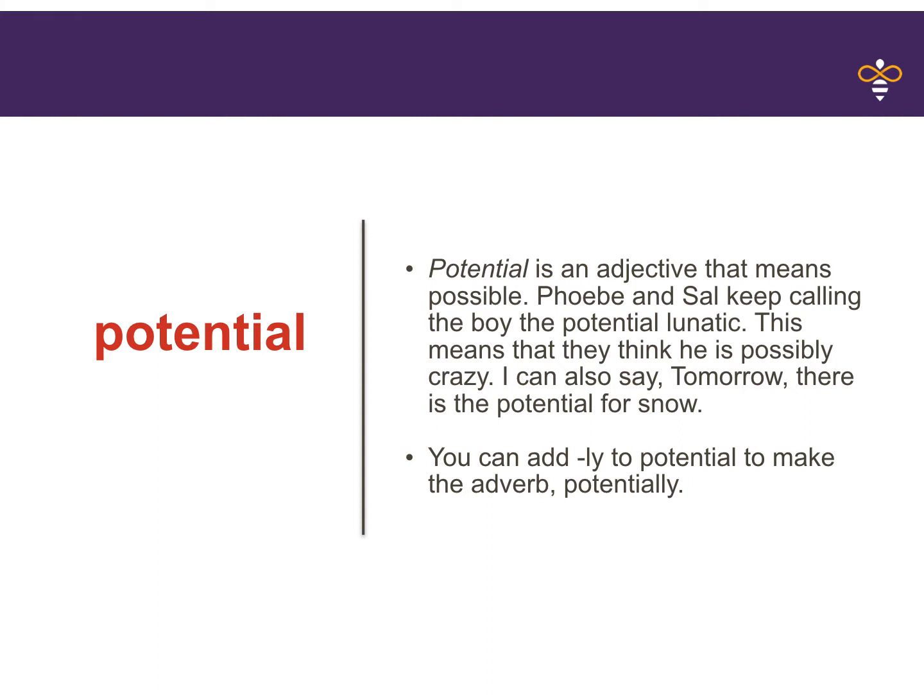Our first word is potential. Go ahead, let's say it together. Potential. You'll notice there are 3 syllables in the word potential. Potential is an adjective that means possible. Phoebe and Sal keep calling the boy the potential lunatic. This means that they think he is possibly crazy.